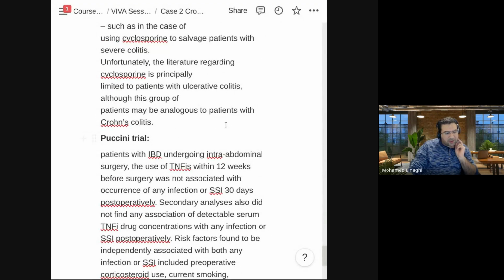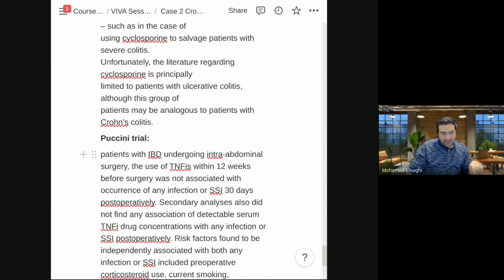Worth mentioning as well the Buschini trial. Has anyone heard of the Buschini trial? Fine. So it's an American trial that was published in 2022, and basically this is the most recent evidence now about surgery for IBD and the effect of tumor necrosis factor alpha inhibitors.